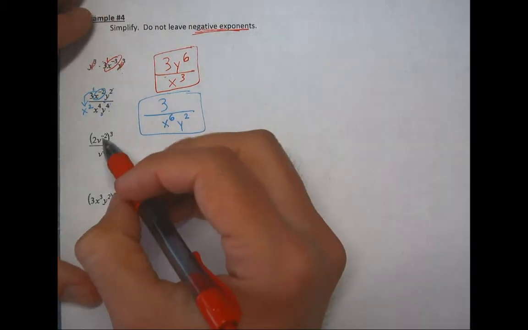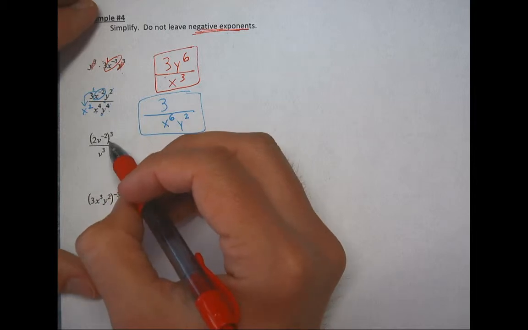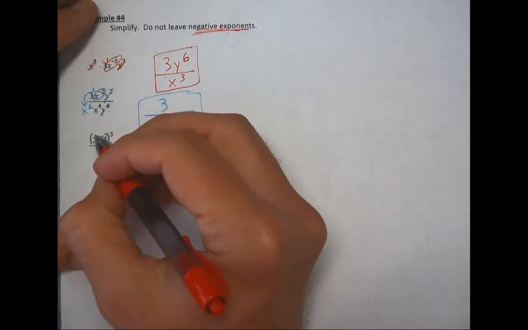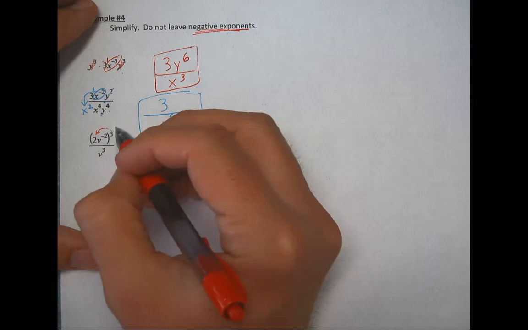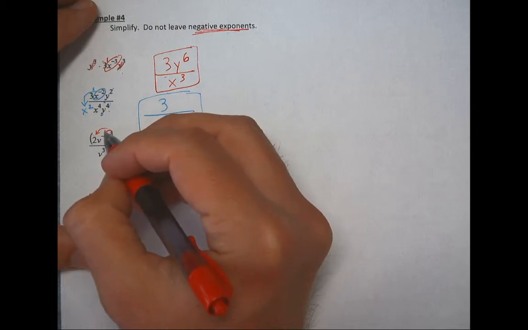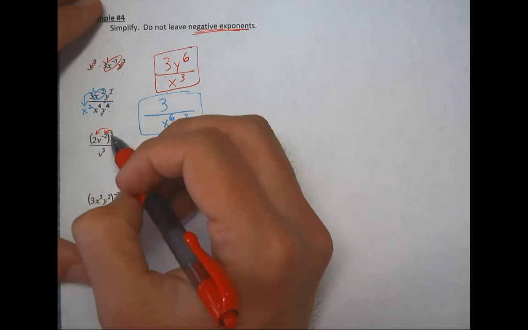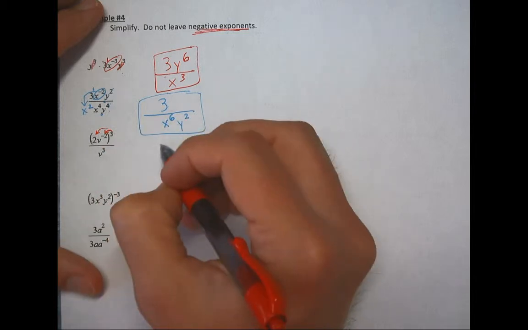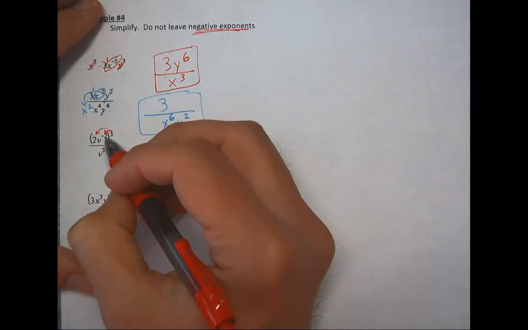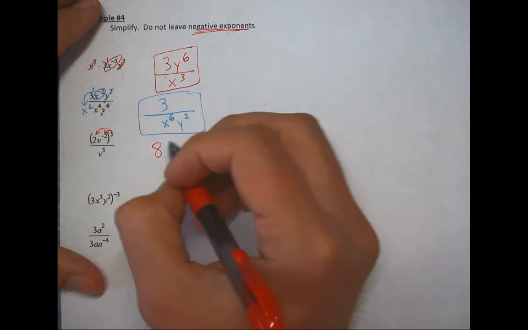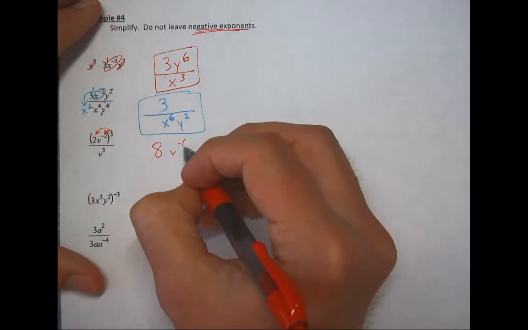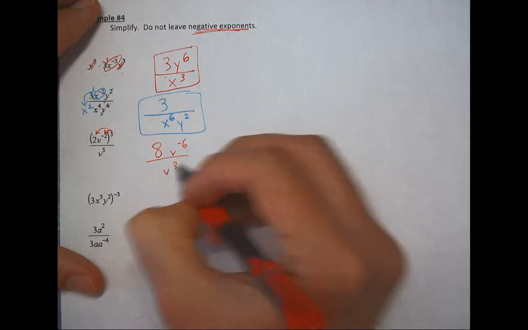All right, this one. Now I've got my parentheses being raised to a power, which means that this 2 actually is going to get this exponent of 3, and the v is also going to get this exponent of 3. So 2 raised to the 3rd is 8. V to the -2 raised to the 3rd, power raised to a power, I multiply. So this is v to the -6, and I still have v to the 3rd on the bottom.